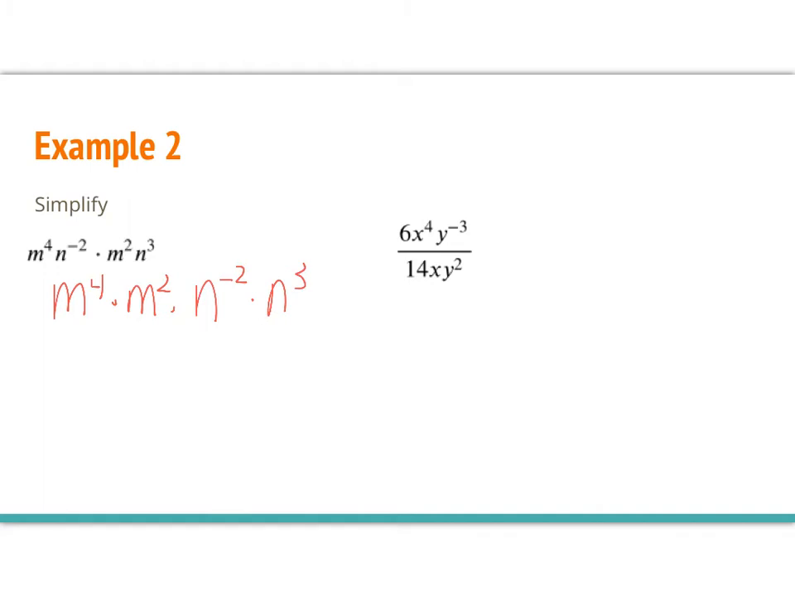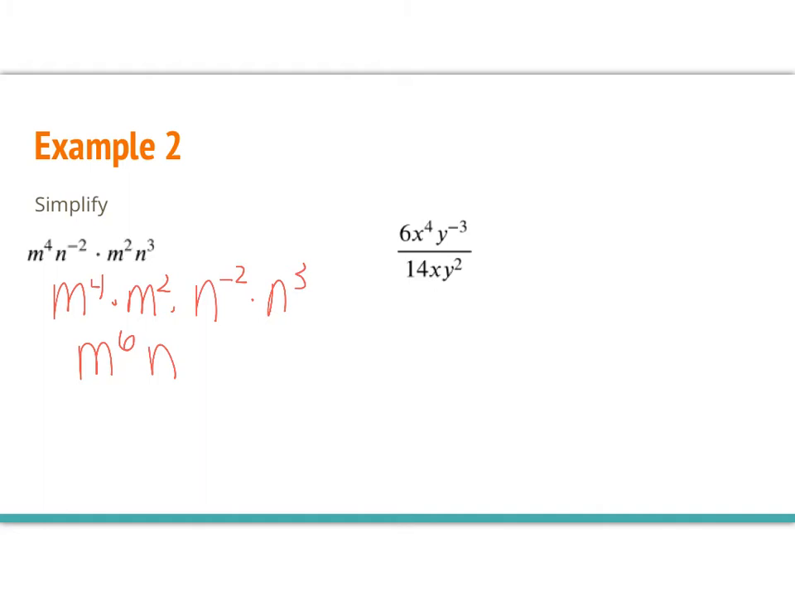m to the 4 times m to the 2, we are adding exponents because they're just being multiplied here. So that would be m to the power of 6. n to the negative 2 times n to the 3, we add exponents here, and that would be just n to the power of 1. So negative 2 and 3 is positive 1, and I don't need to write the 1 there.